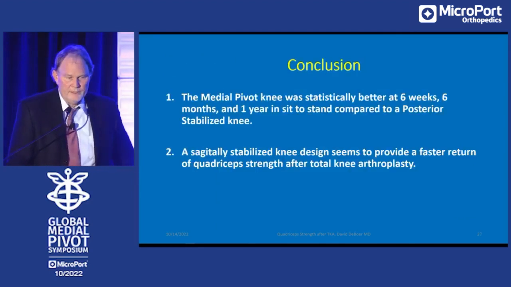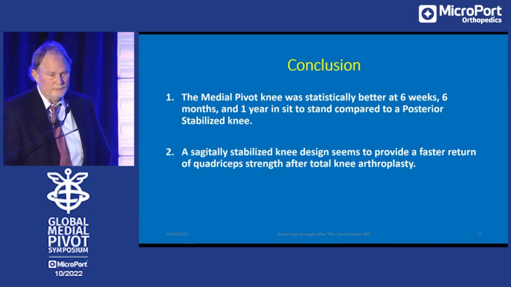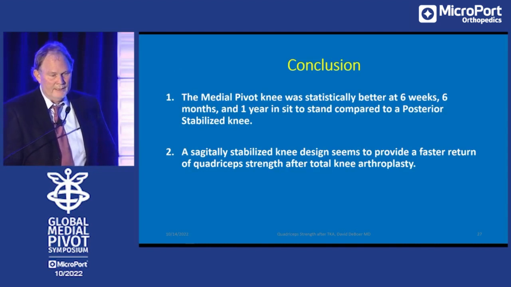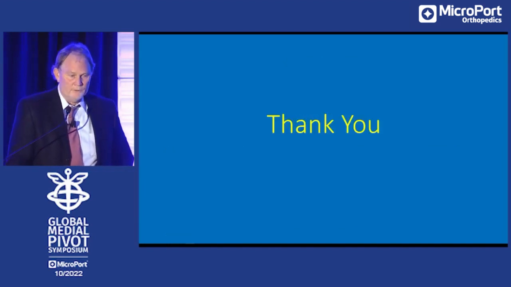So the medial pivot knee was statistically better at 6 weeks, 6 months, and a year in sit to stand compared to the posterior stabilized knee. And I think sagittally stabilized knee design seems to provide a faster return of quadricep strength after total knee arthroplasty.